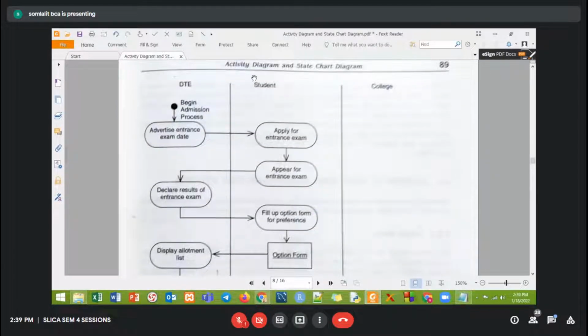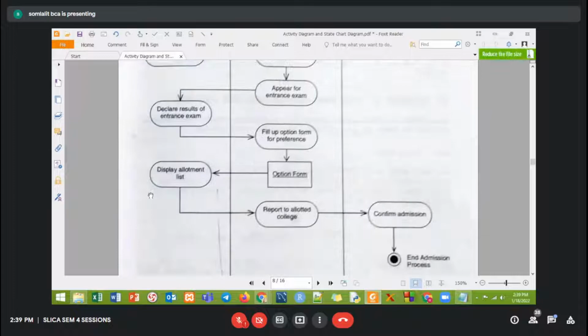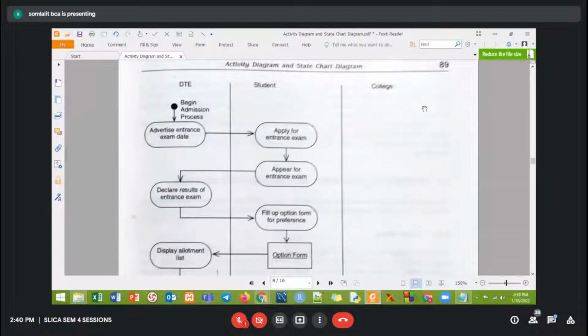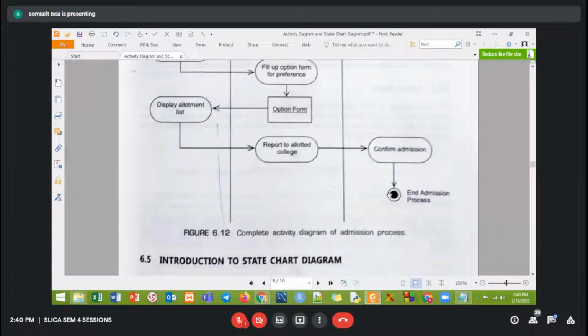Okay, the standing lines are the swim lanes. So here, how many swim lanes do we have? 3. One is for Directorate of Technical Education, second is for student, third is for college. In every swim lane we show only the activities performed by that particular actor. So what does DTE do? It does this. Okay, what does the student do? The student does all these things. College does the task of confirmation, and here the admission process ends.